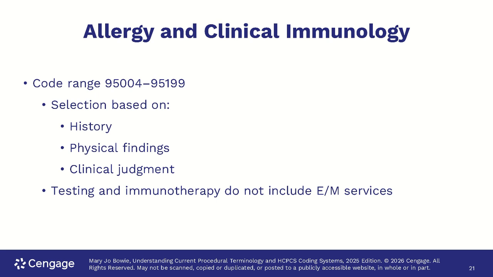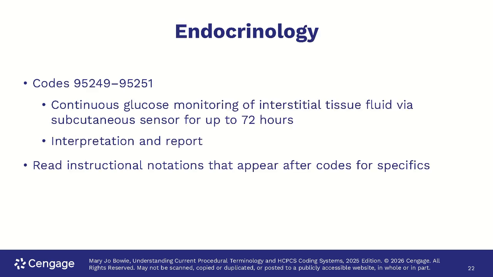Codes from this next section, which are called allergy and clinical immunology, are based on the patient's history, physical findings, and the clinical judgment of the physician or the provider of service. The code descriptions here may also refer to a number of tests that are performed. And the key here is documentation, documentation, documentation. Allergy testing and immunotherapy does not include any additional E&M services, which means they need to be reported separately if applicable.